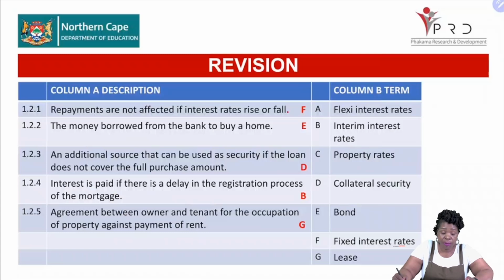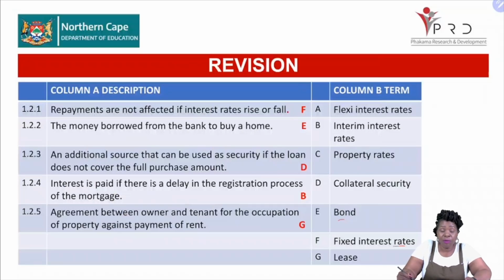And then the money borrowed from the bank to buy a home. Our matching letter there is E. Let's see what is E. E is bond. So the money that you borrow from the bank to buy a home is called a bond. It means your house is bonded until you finish paying off the money to the bank.